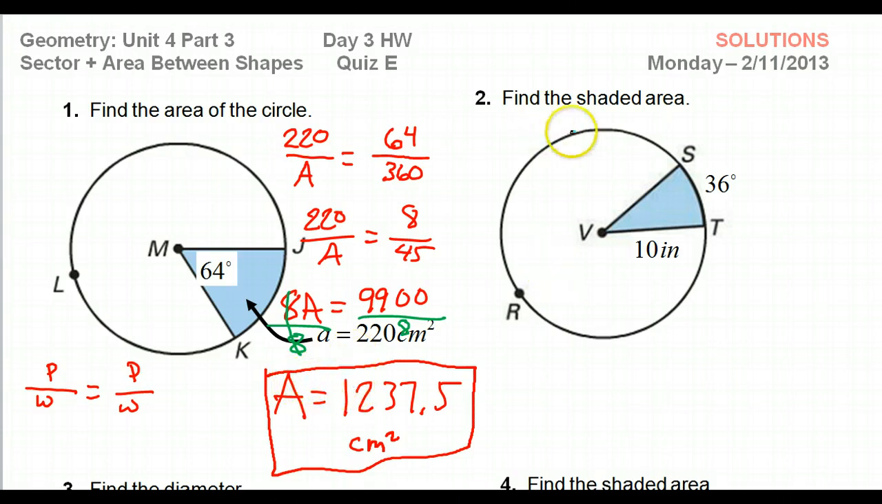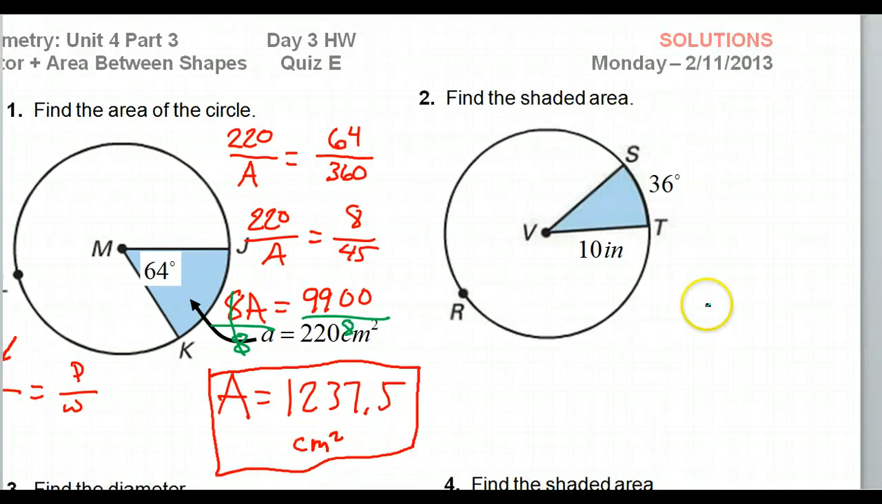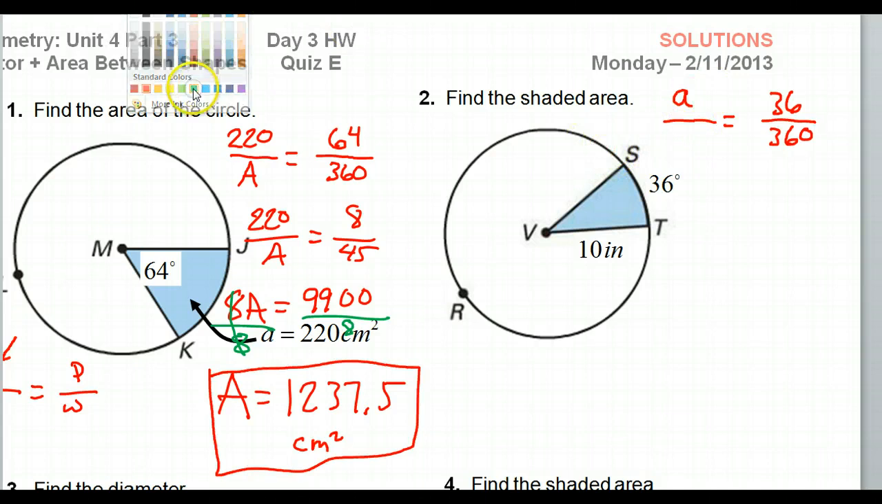All right, number 2. Find the shaded area. So this time we are looking for the partial area. So in terms of part over whole equals part over whole, this time we are looking for the partial area. So as we set up our problem, part over whole, well, the partial degrees are 36 out of a total of 360. This time we are looking for the partial area, so I'll leave a lowercase a right there. Now down here I need the total area, like we found right here.